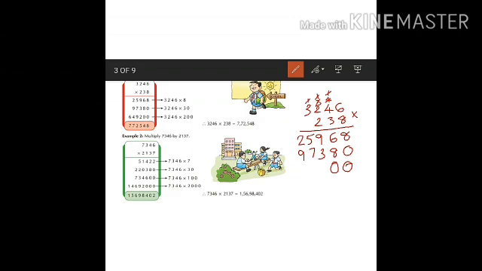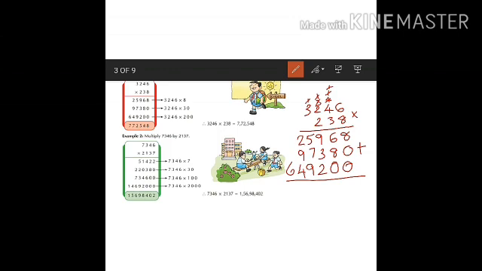Now we can start the multiplication by 2. 2 sixes are 12. Put the carry here. 2 fours are 8 plus 1, 9. 2 twos are 4. 2 threes are 6. Now let us add this.